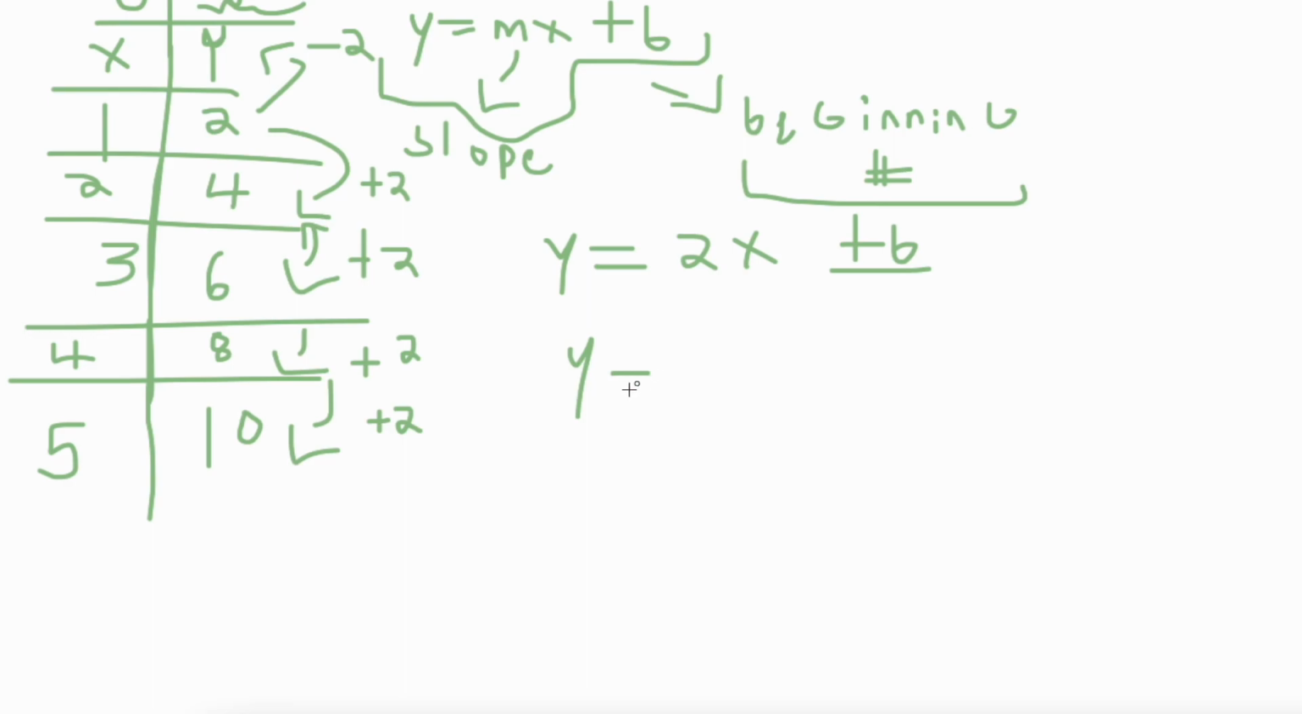So y equals 2x plus 0. You don't necessarily have to put this in as your b value because it does not affect the equation in any way. So you can really just write this as y equals 2x. And that is how you create a linear equation from a table. I will now be providing you some practice problems to solve on your own.